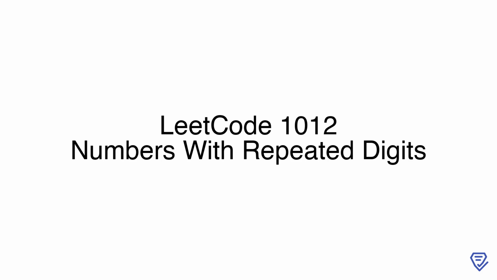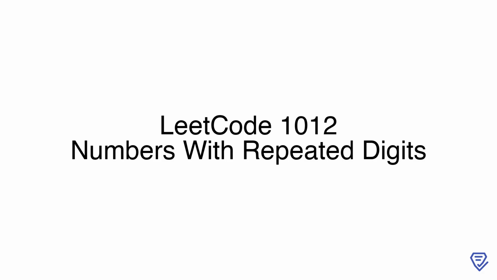Welcome to today's problem walkthrough. We're tackling LeetCode problem number 1012, numbers with repeated digits. This problem challenges us to count numbers less than or equal to a given value, n, that contain at least one repeated digit. It's an interesting problem that requires a mix of combinatorics and programming logic.